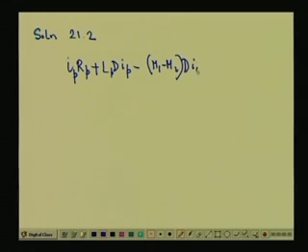D means d by dt, right. So, in this case it will be dis by dt, in this case it will be dip by dt, right.